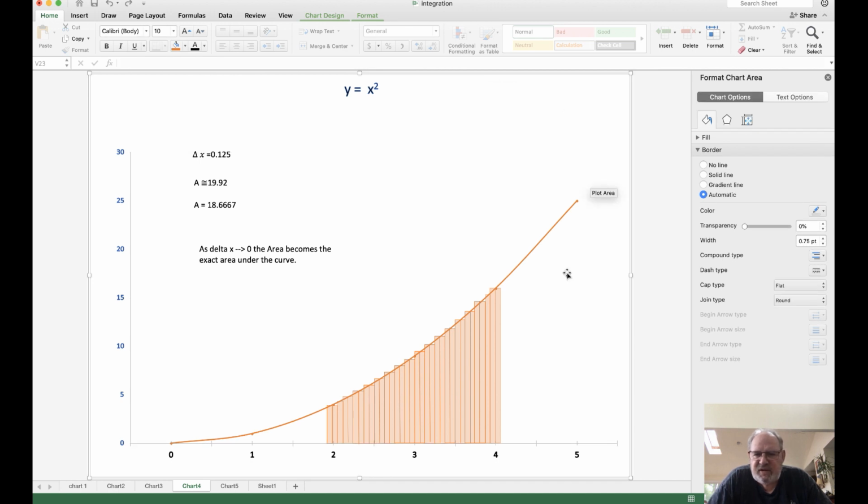If we continue to halve the base of these rectangles, we could halve it indefinitely. We can go on forever halving the base, and as we do so, we come to a closer and closer estimate of the true value under the curve.